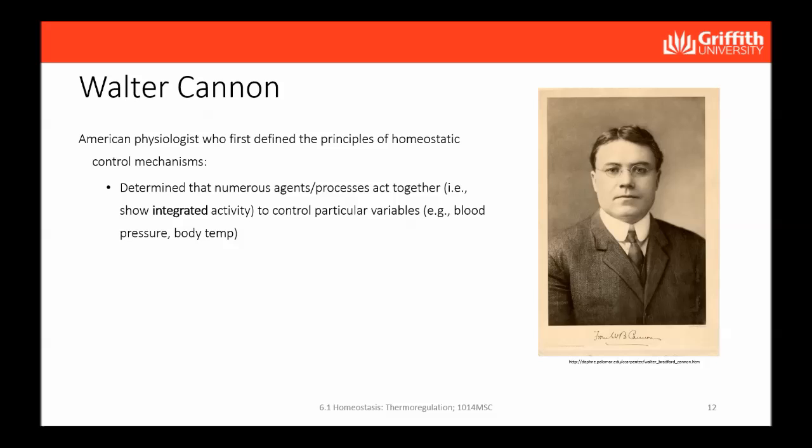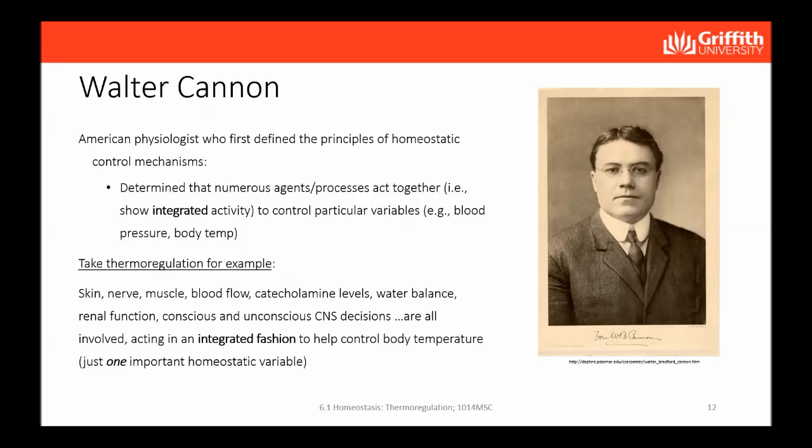Walter Cannon, an American physiologist of the early 20th century, was the first to define the principles of homeostatic control mechanisms. He determined that numerous agents act together to control particular variables, such as blood glucose, blood pressure, and body temperature. Take thermoregulation, for example. To maintain a constant body temperature, the skin, nerves, muscles, blood flow, water balance, renal function, and many of the conscious and unconscious decisions by the central nervous system are all involved, acting in an integrated fashion to help control body temperature.